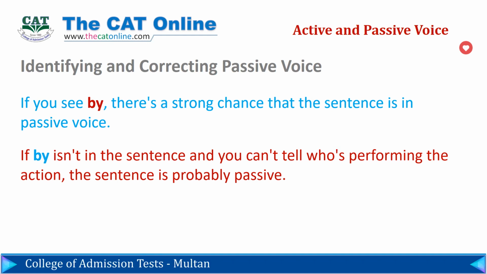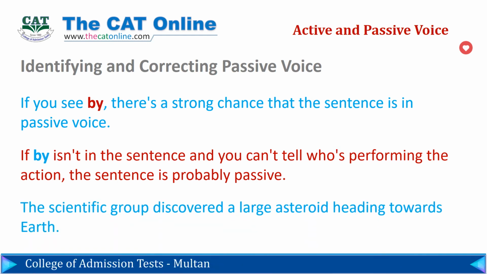To avoid Armageddon without the help of Bruce Willis, place the doers of the action at the front of the sentence and remove the to-be verb. So the sentence becomes: The scientific group discovered a large asteroid heading towards Earth. And the world is saved by good style.